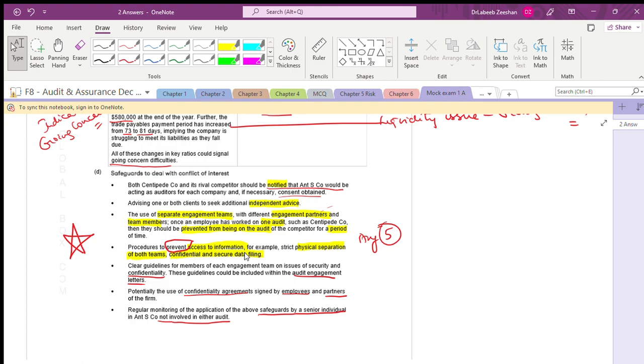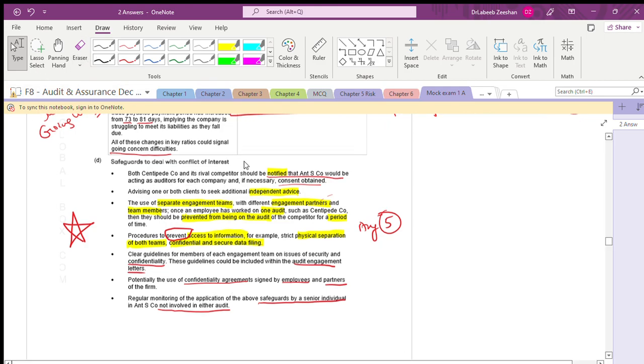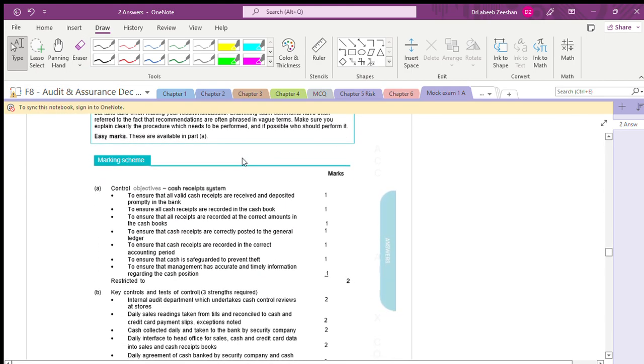And last but not the least, a person who is not part of the audit team should monitor whether the controls are working, and whether they have taken adequate safeguards or not. Is it clear?